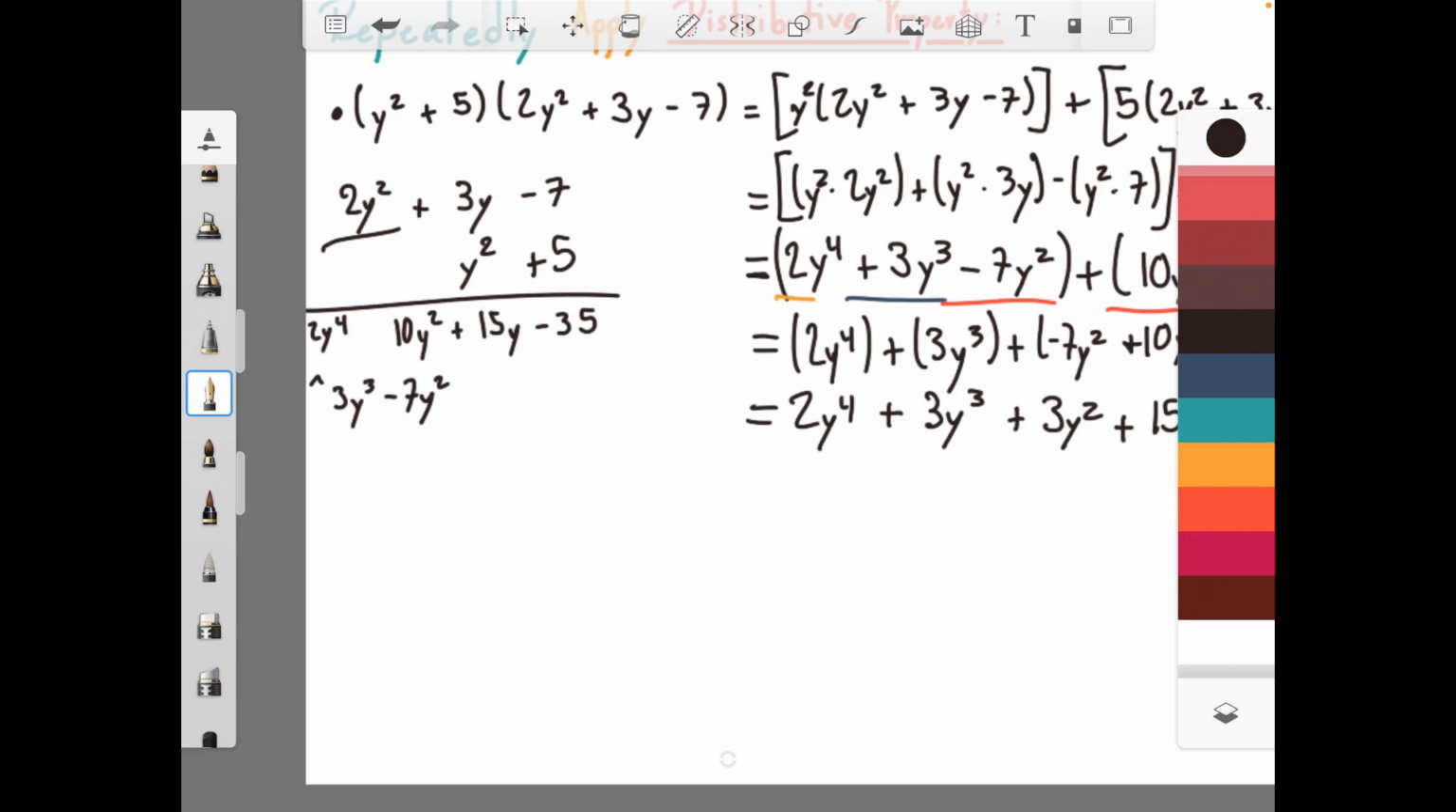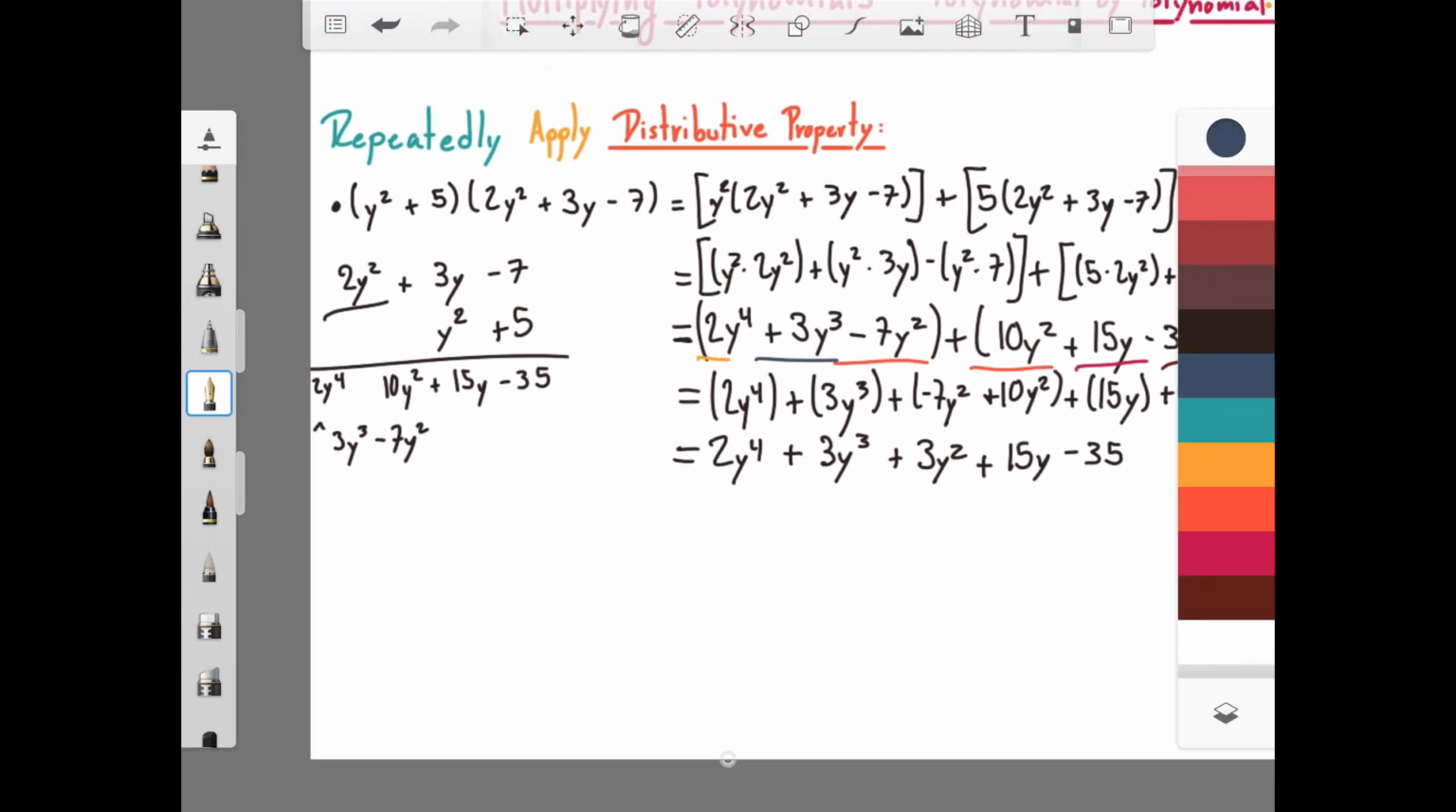Okay, and now we just add this all up, and as you can see, what we're doing over here is exactly the same as what we did over here. We're just adding them, right? And after you add them, you're going to get the same answer: 2y to the fourth power plus 3y to the third power plus 3y to the second power plus 15y minus 35.